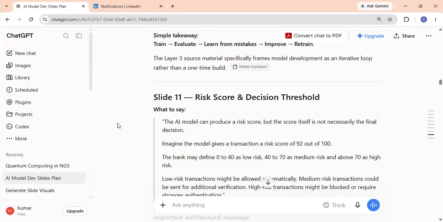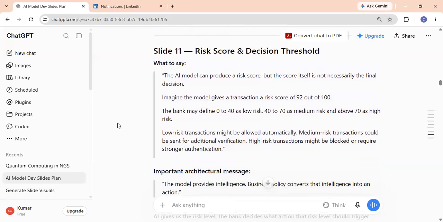An outcome of that. Then slide 11 is risk score and decision threshold. The AI model can produce a risk score, but the score itself is not necessarily the final decision. We have seen in some of the slides 70 to 90 with red mark, right? A risk score itself is not denoting it. There are other parameters and factors we need to see.